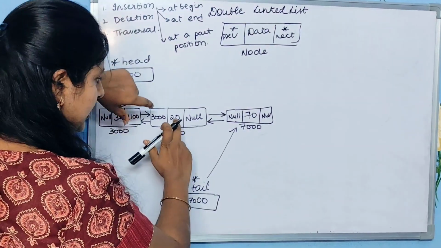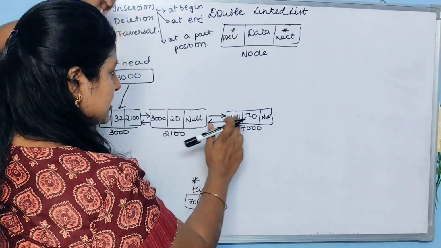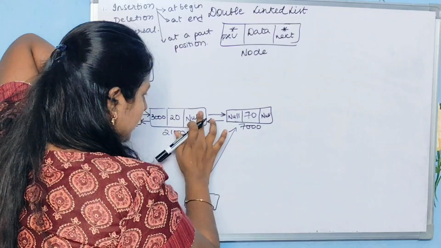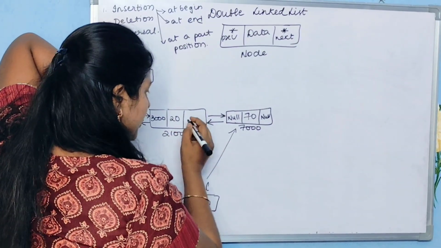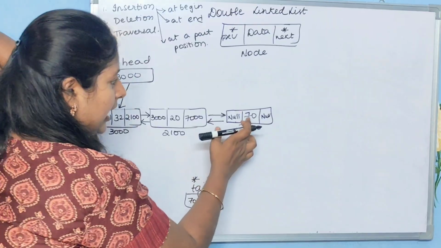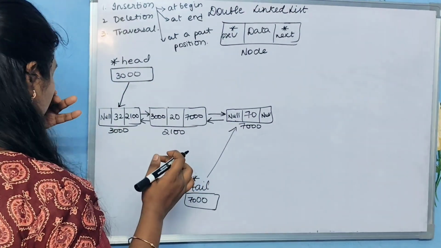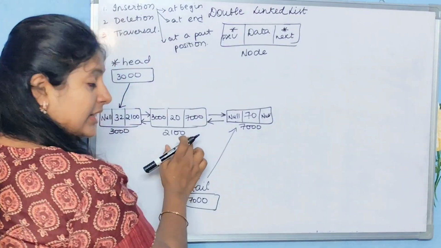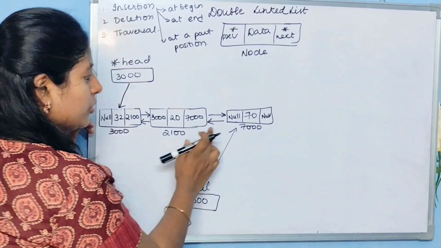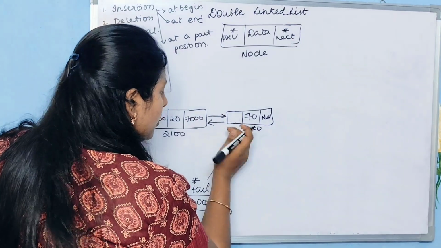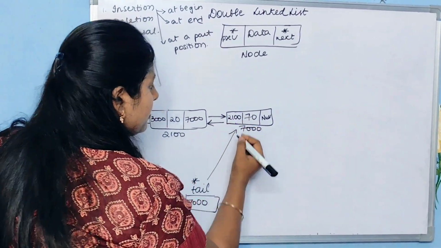What is the next element to 20? It is 70. So what is the address of 70? 7000. So this null is replaced with 7000. Okay. Now, is there any element before 70? Yes. What is that element? 20. So what is the address of 20? 2100. So you will replace this null with 2100. Okay.